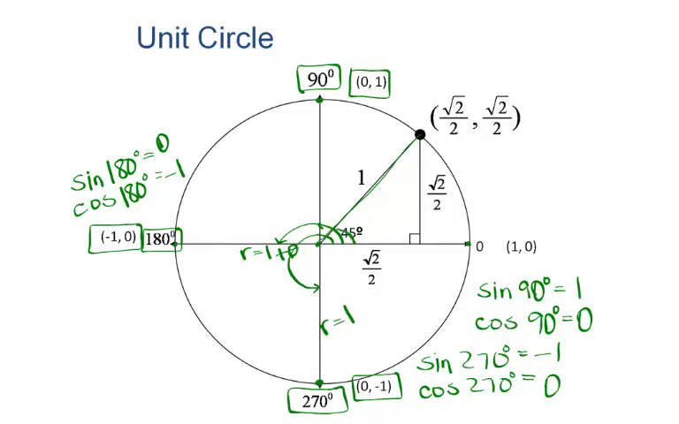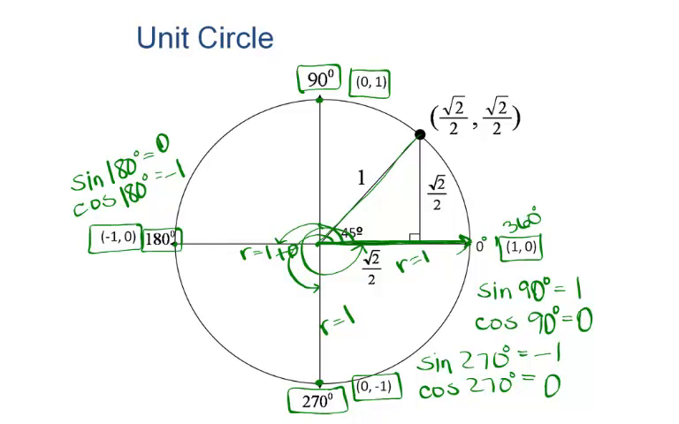Additionally, I can go all the way around in one full rotation. That angle measure is either 0 degrees or 360 degrees. Either way, I'm talking about an angle whose terminal side lies right there on that axis. And I know the coordinates of that point are 1, 0. Again, my radius is still 1.